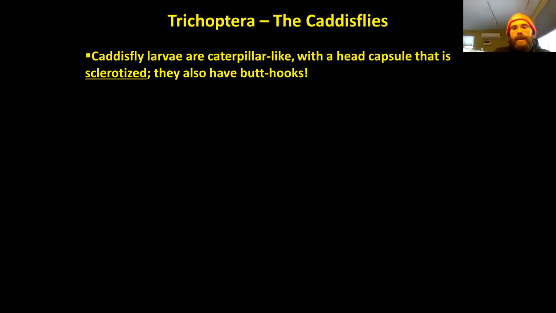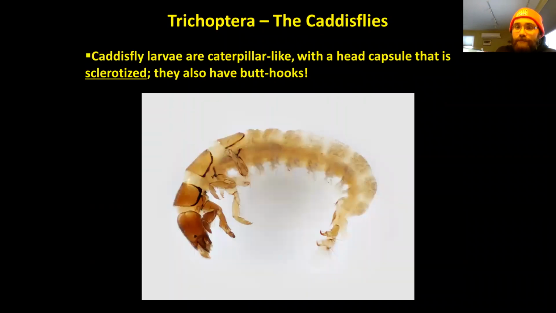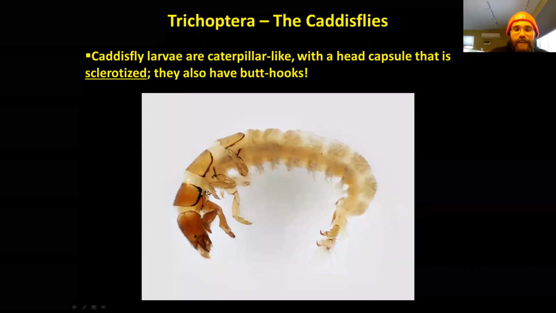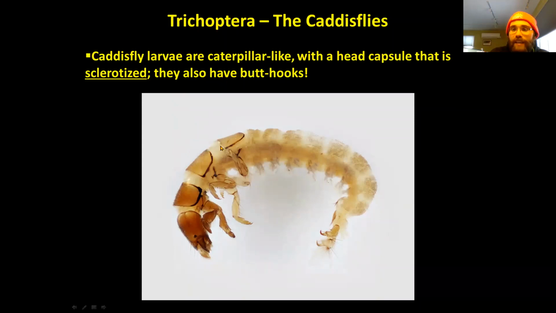So caddisfly larvae are going to be very caterpillar-like, and they have a head capsule that is sclerotized. When I say sclerotized, that means it's going to be hardened and thick. So think of it like wearing a football helmet. It's going to be extra protection for the head. And they have their thorax right here. Usually they'll have a certain level of plating on their backs, on these three thoracic segments right here where their legs are. So you can see 1, 2, 3 for this one having plates.